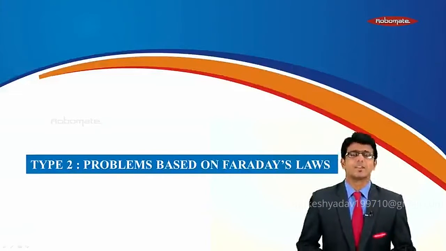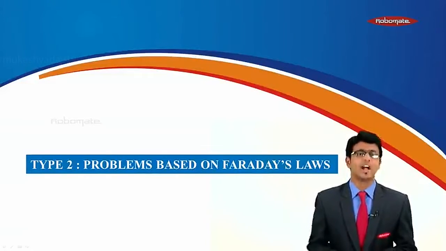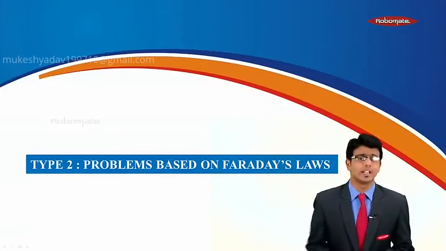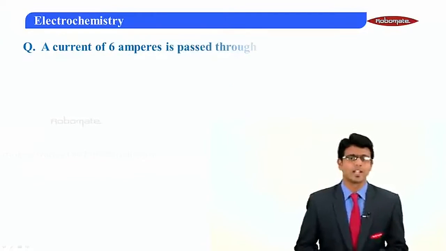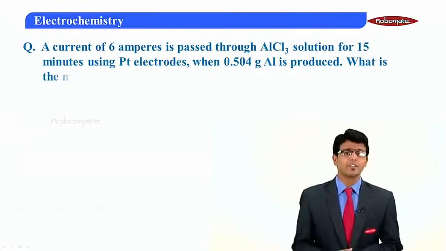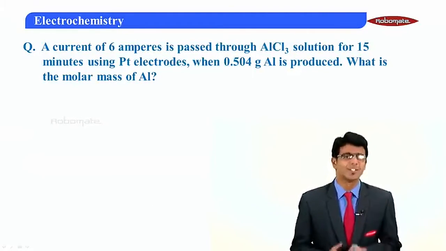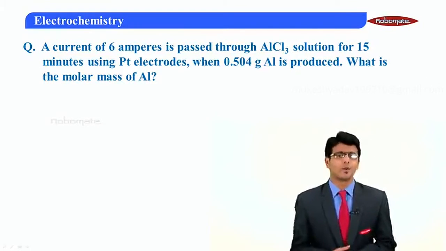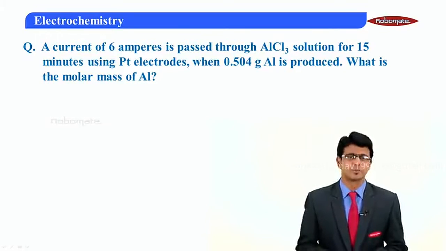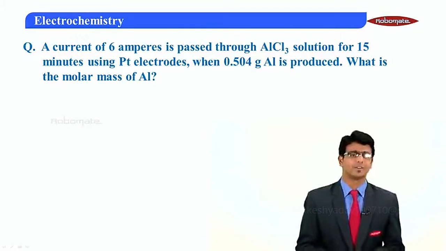Hello students, welcome back to the discussion of the chapter Electrochemistry, and we are going to discuss the numericals based on Faraday's laws. So let us take one such numerical here. A current of 6 amperes is passed through AlCl3 solution for 15 minutes using platinum electrodes when 0.504 grams of aluminium is produced. What is the molar mass of aluminium here?